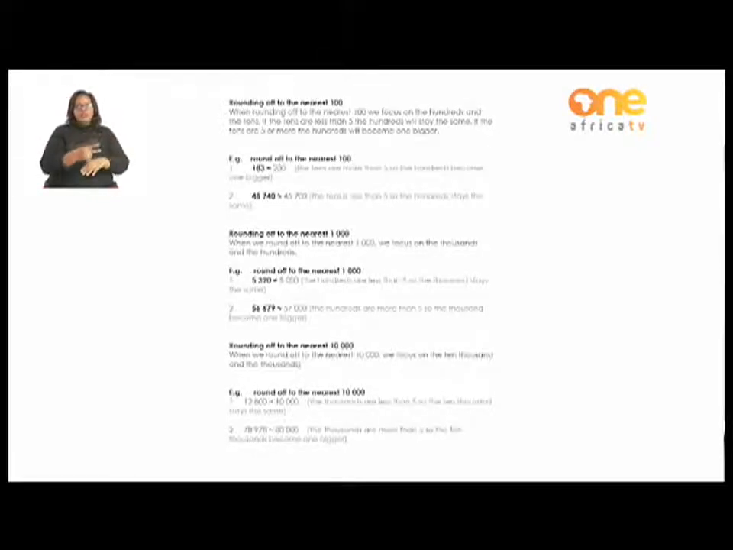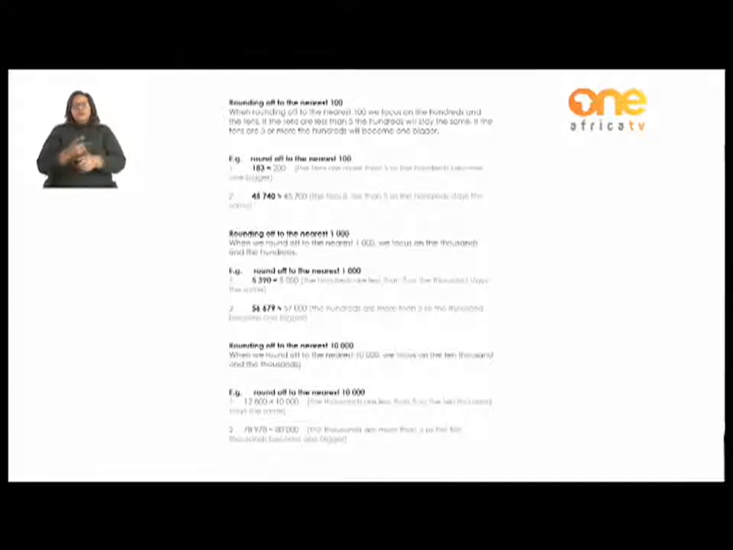56,679 rounded off to the nearest 1,000. The hundreds are more than 5. That means the thousands becomes 1 bigger. Our 100 is a 6, and that means it can change our 1,000. And 56,679 rounded off to the nearest 1,000 becomes 57,000.